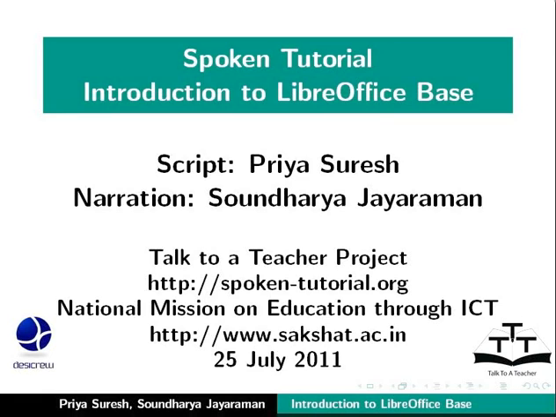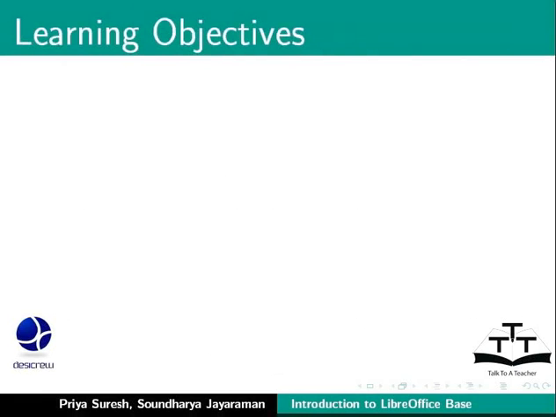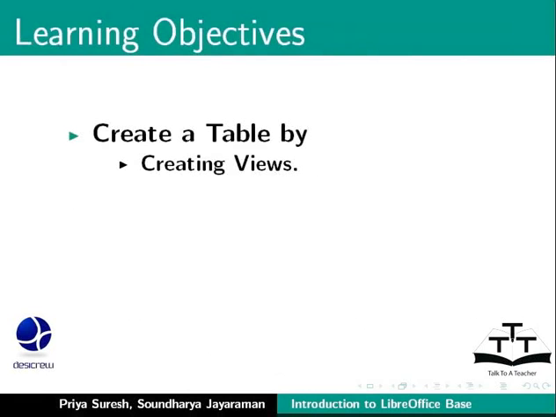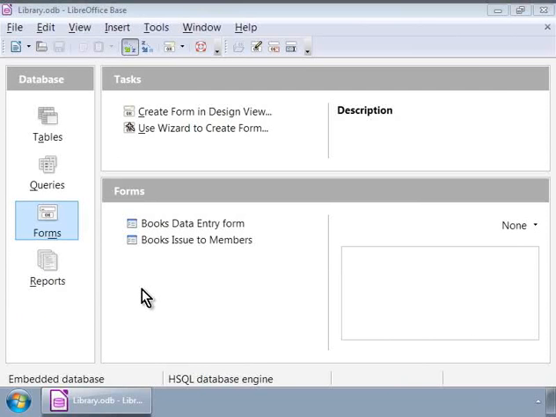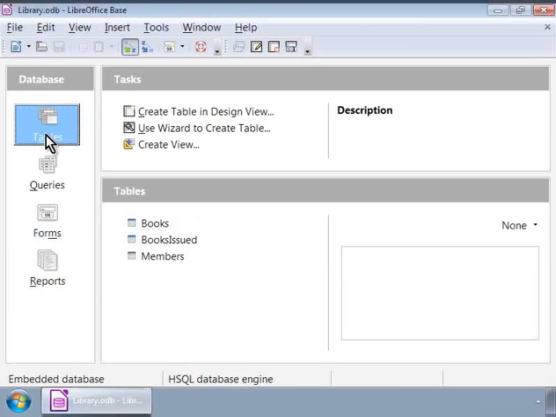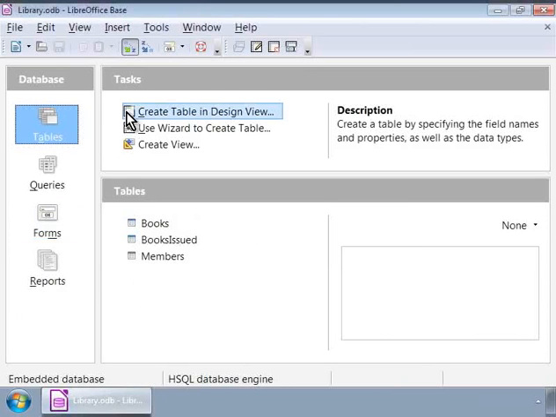In this tutorial, we will learn how to create a table by creating views and using the copy method. Let us go to our library database. Let us click on the tables icon on the left panel. On the right panel, we see three ways of creating a table. We will go through the Create View option now.